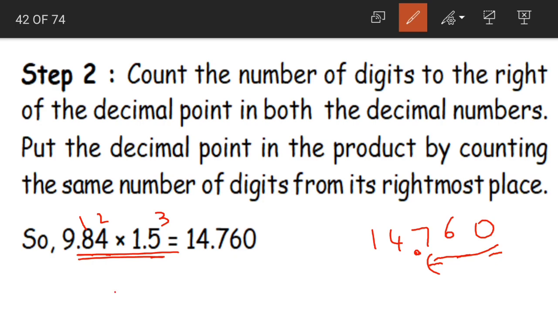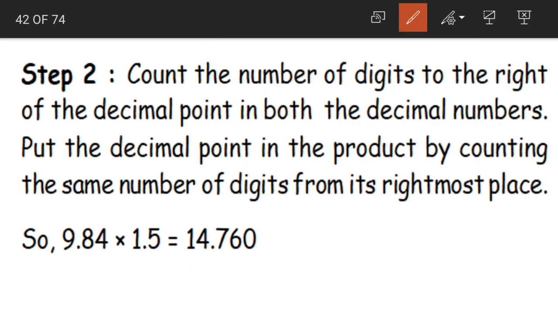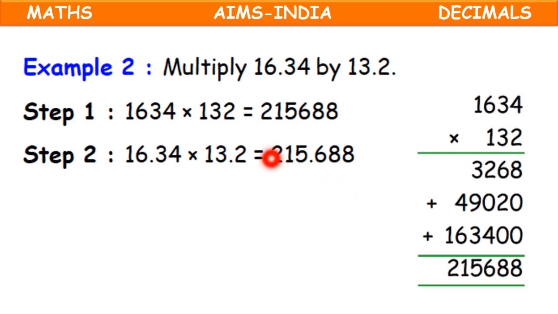This is how you multiply two decimal numbers. The multiplication is same as we multiply the whole numbers, but the only difference is we place our decimal point in the answer depending on the number of decimal places in both the given numbers. Understood? Let us look at another example also.